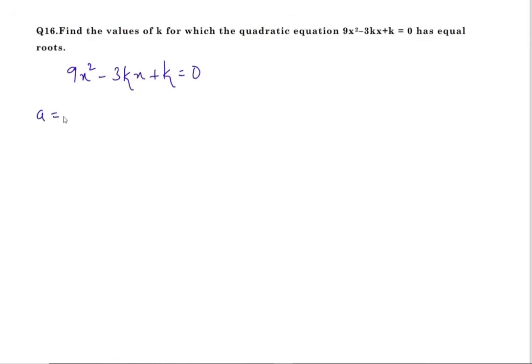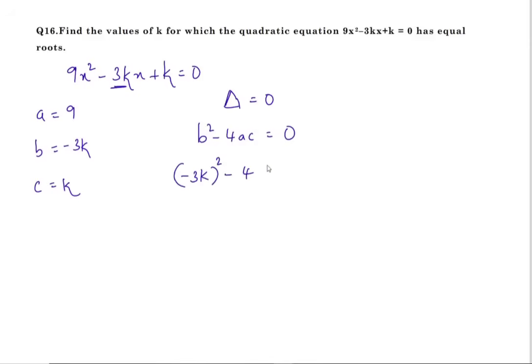What is the value of a? A is 9, b is minus 3k, then c is k. Now delta given what? Roots are equal, that means delta equals 0. When the roots are equal, delta equals 0, that is b square minus 4ac equals 0. What is b value? Minus 3k whole square minus 4 into a is 9, c is k equals 0.